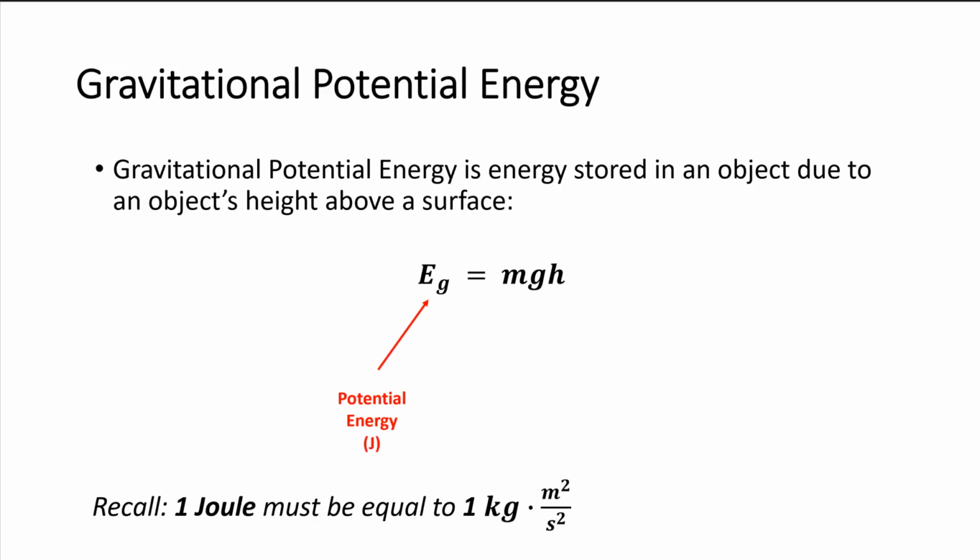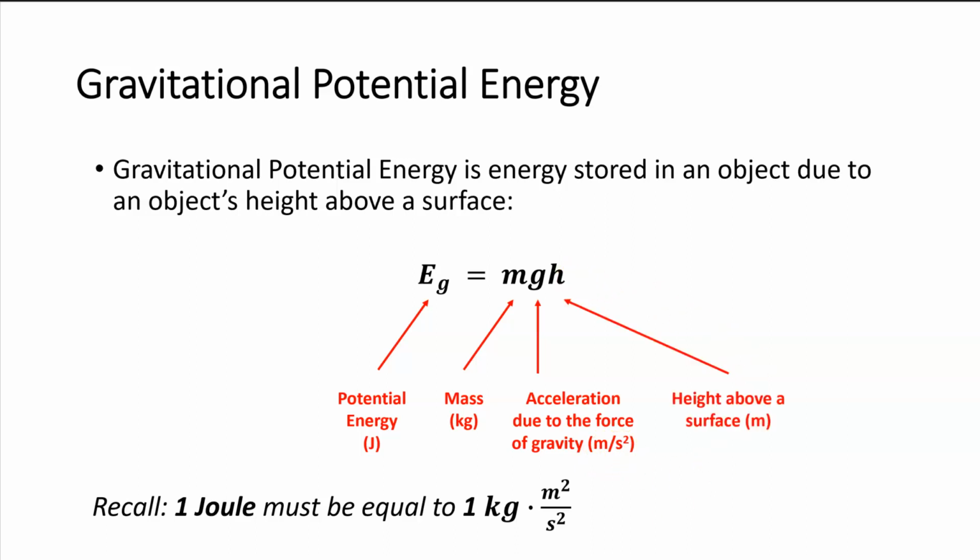Well, we know energy is measured in joules. Lowercase m is mass measured in kilograms. Lowercase g here, that lowercase g is an acceleration value. It's the acceleration due to the force of gravity. So like any other acceleration, its units are in meters per second squared. And finally, the h is your height. So the height above a surface, and that's measured in meters.